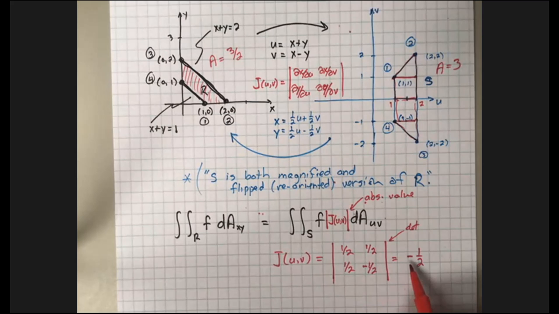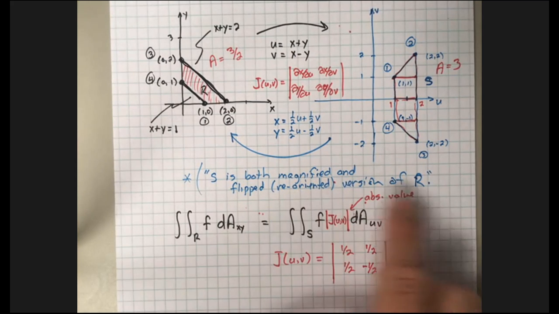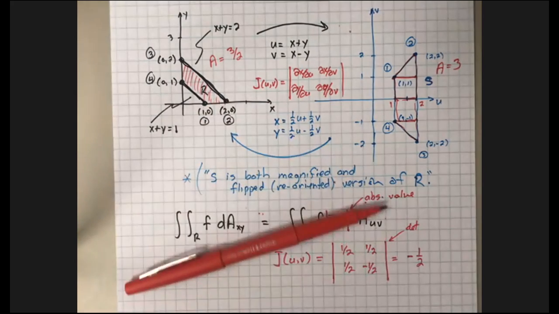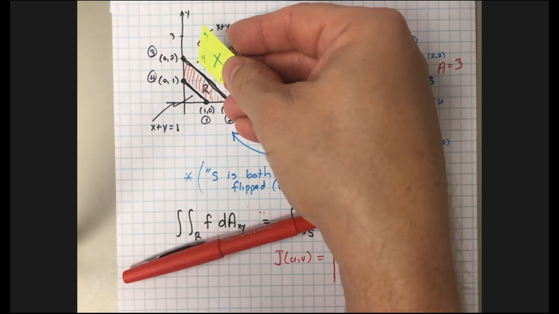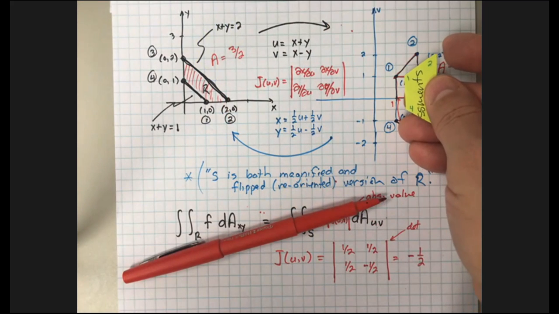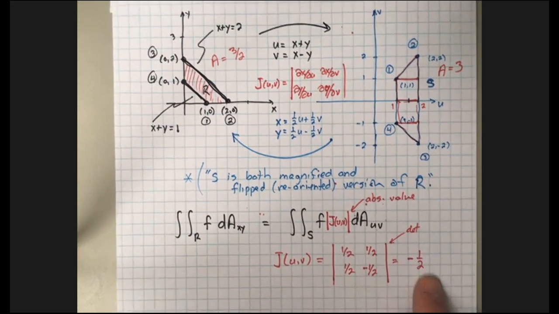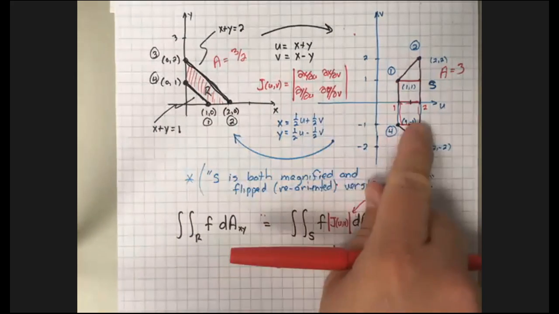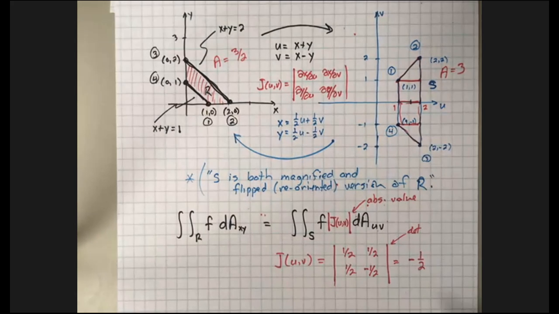But what does the minus sign represent in this Jacobian? The minus sign represents the reorientation. So the fact that I took this trapezoid and flipped it over and expressed it here. So both the minus sign and the number have meaning. Now, you don't always have a constant number here. So the Jacobian doesn't always just scale regions. But here, it just simply scaled the region R and rotated it.